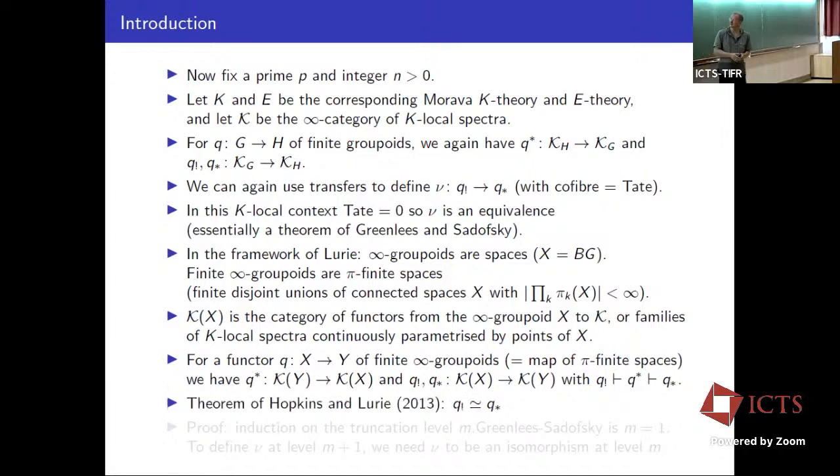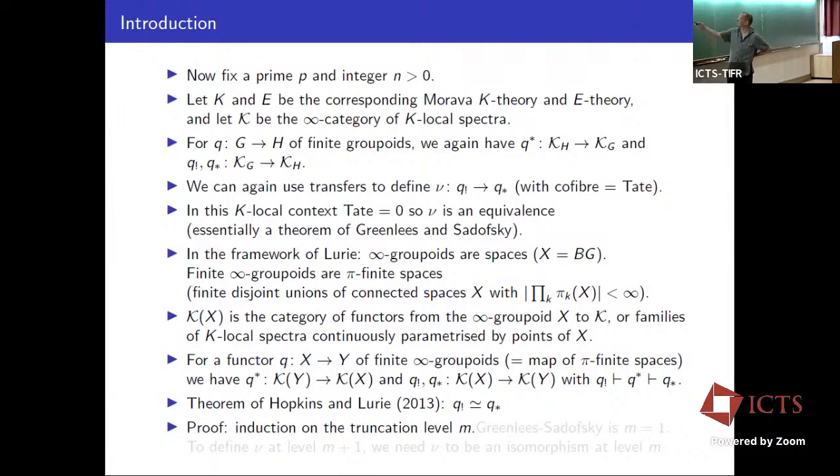And so there's this big theorem of Hopkins and Lurie that in this context, the left adjoint and the right adjoint are again equivalent. And the structure of the proof is quite interesting. It's by induction on the truncation level.